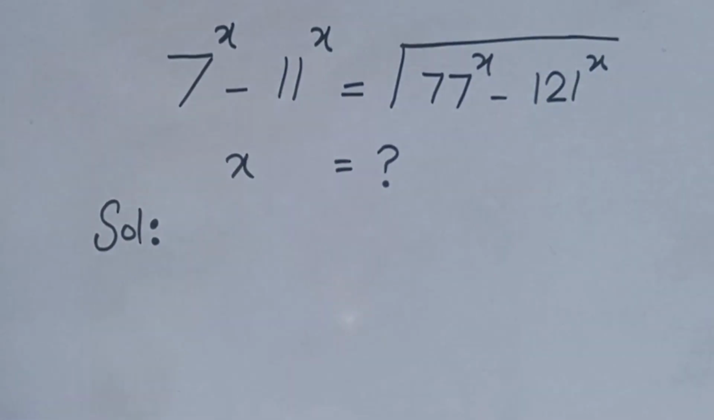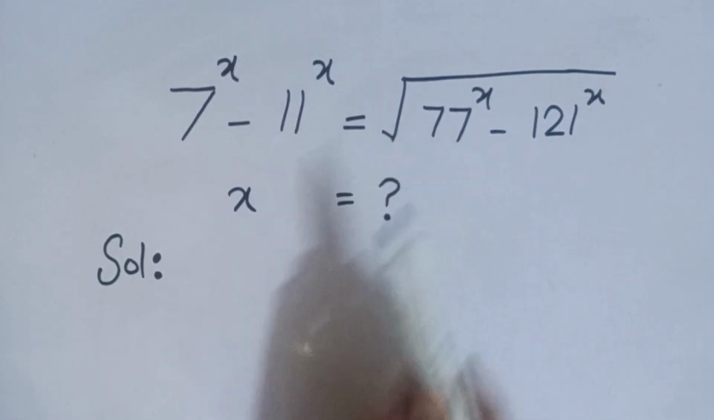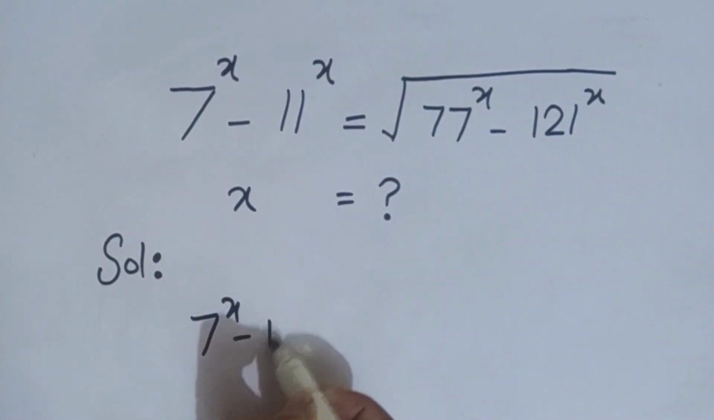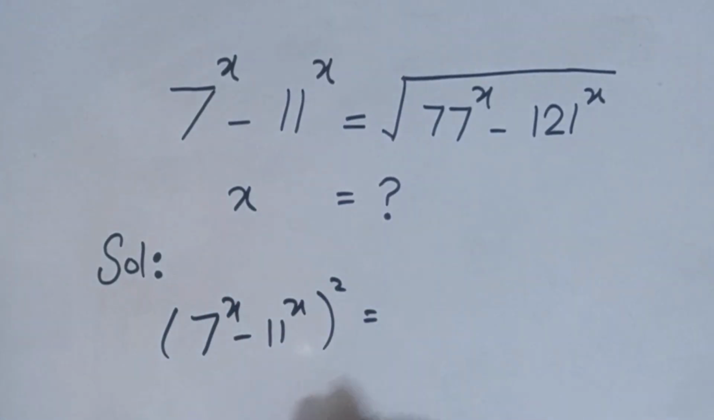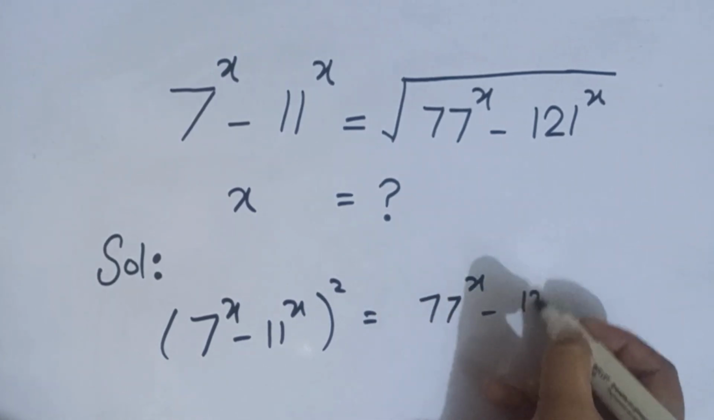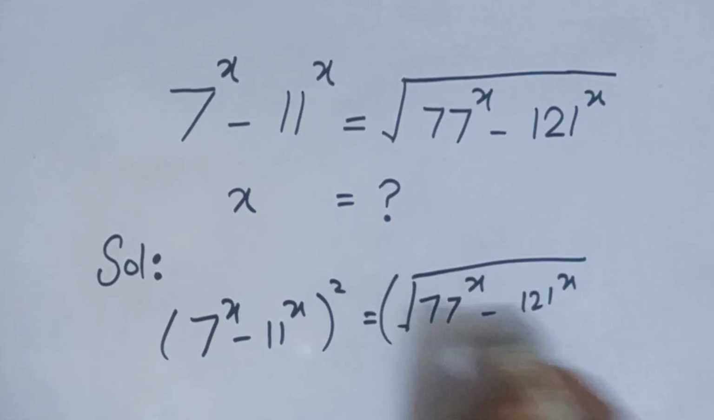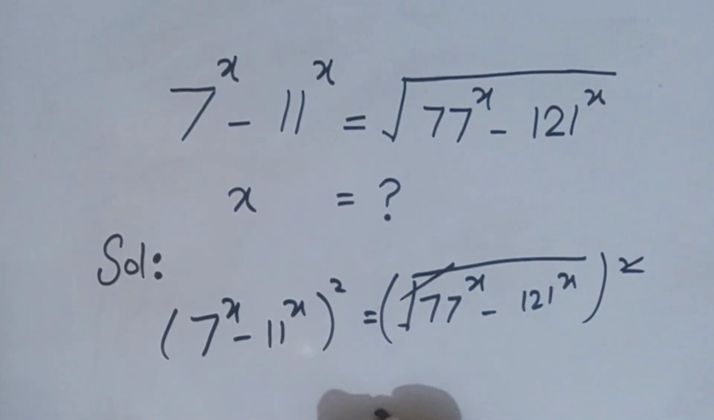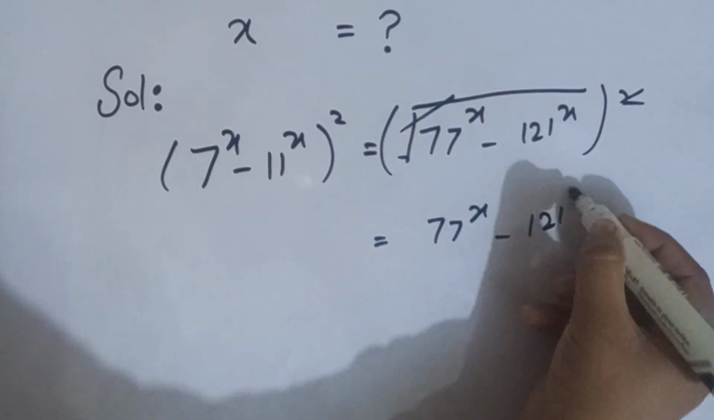So let's start. In the first step, to remove the square root, we take a square on both sides of this equation. So we have (7^x − 11^x)² on this side, and on the other side 77^x − 121^x under the square root, so we take a square on this side. In the next step, the square and square root cancel, and we get 77^x − 121^x.